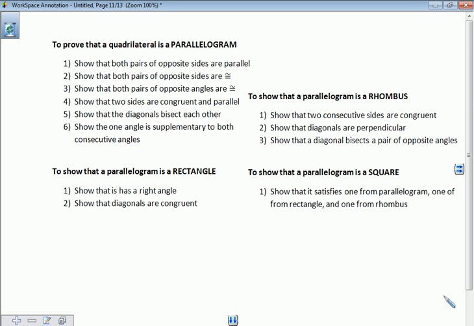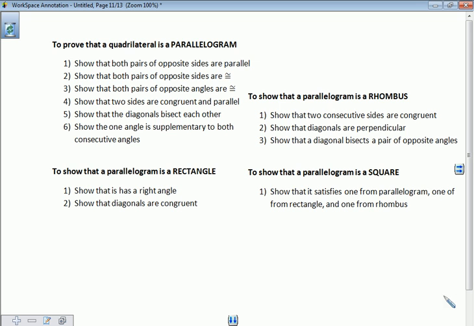To prove a rhombus, one of these plus show that 2 consecutive sides are congruent. We know in a rhombus that really all 4 sides are congruent. But if we show one of these, then we only have to show that 2 of them are, or that the diagonals are perpendicular, or that the diagonals bisect the pairs of opposite angles.